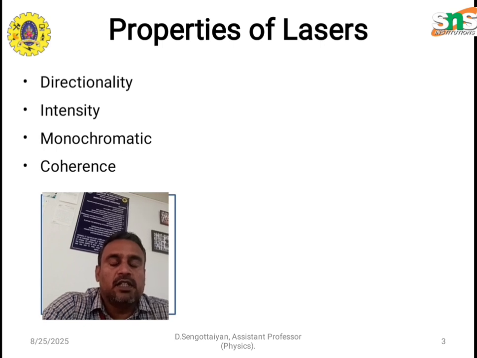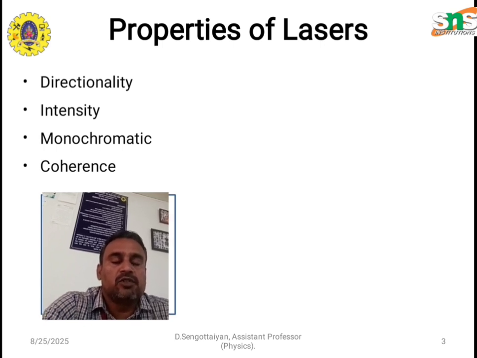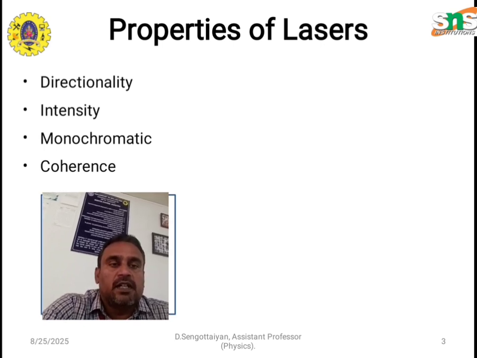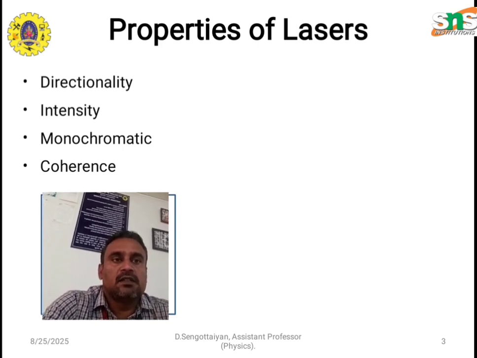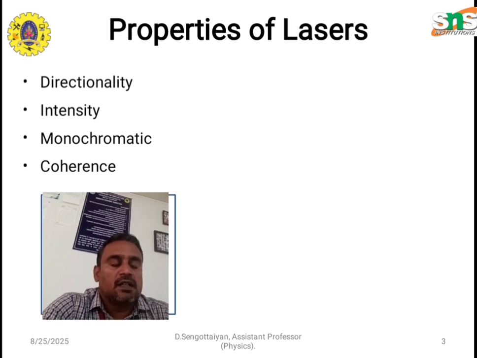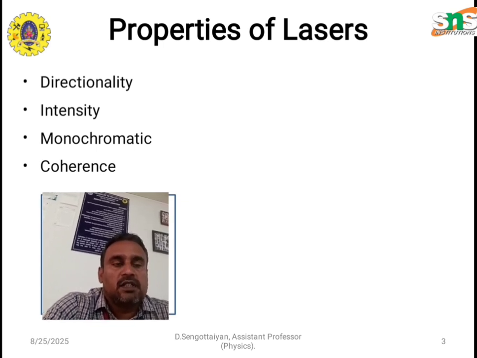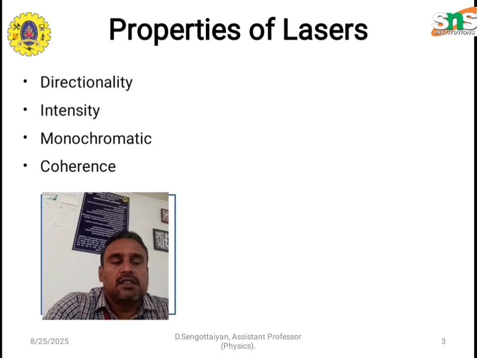By using different types of mechanisms, we are producing laser. There are different types of lasers available. That means solid laser, liquid laser, gas laser, and semiconductor laser. Laser light has important applications for industry as well as medical.